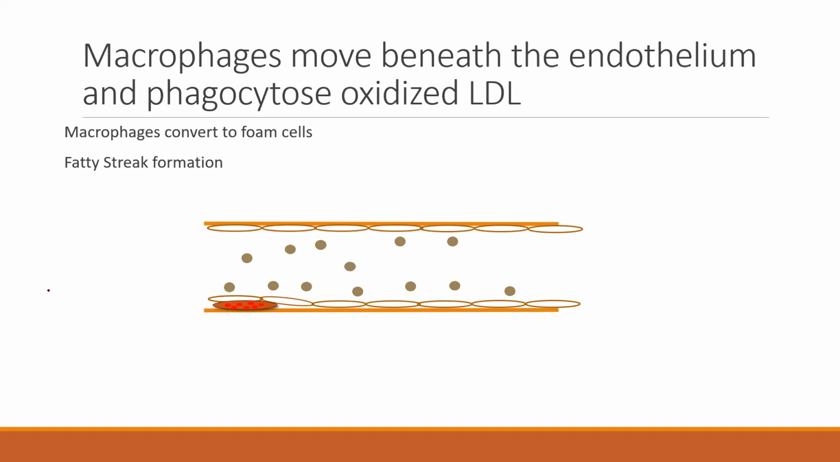They now make something called a fatty streak. These cells that have taken up the oxidized LDL are transformed into foam cells. These foam cells underneath the endothelium form a so-called fatty streak. Fatty streaks by themselves are relatively innocuous. It's what the fatty streak can become that now starts to become concerning.